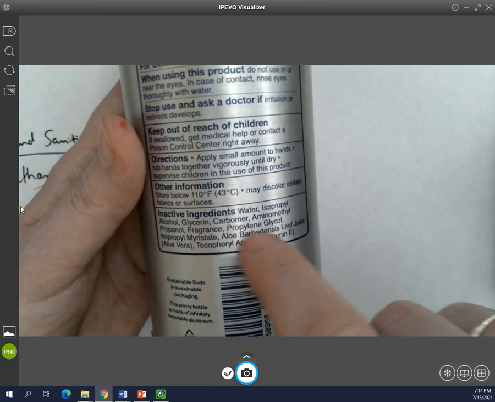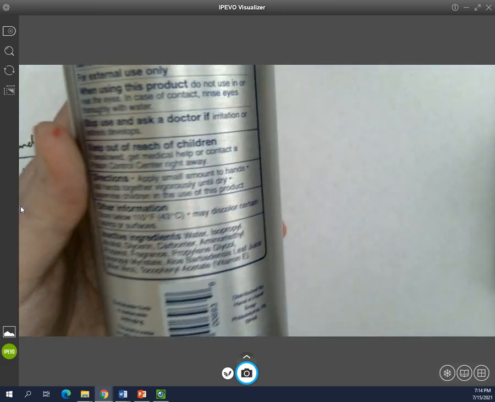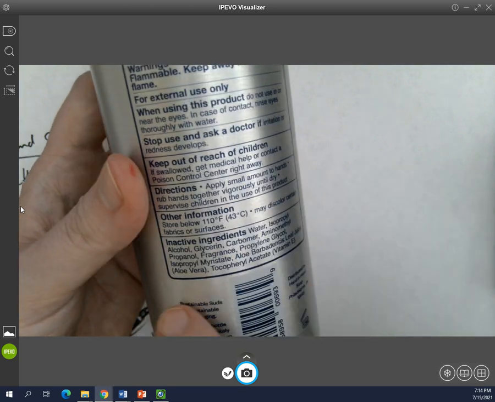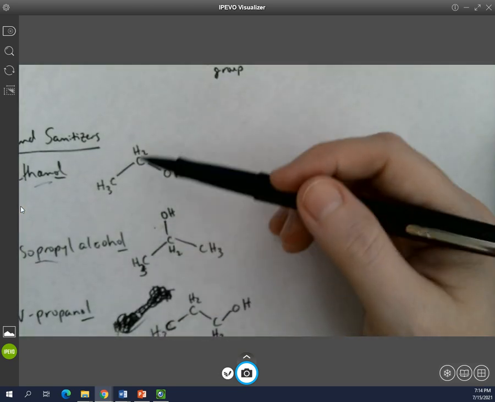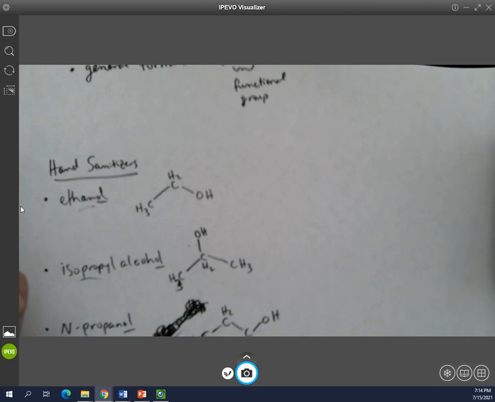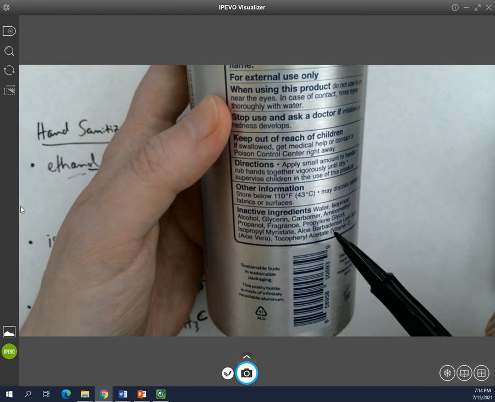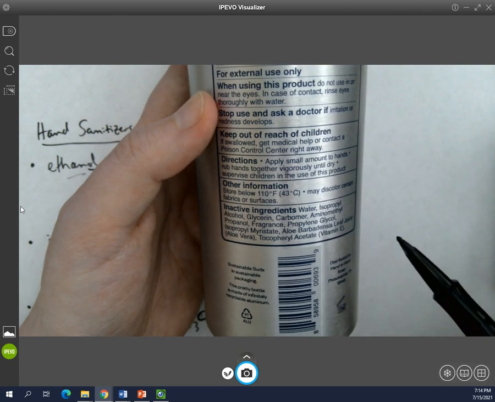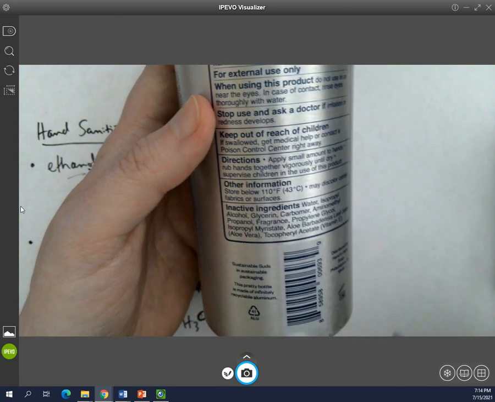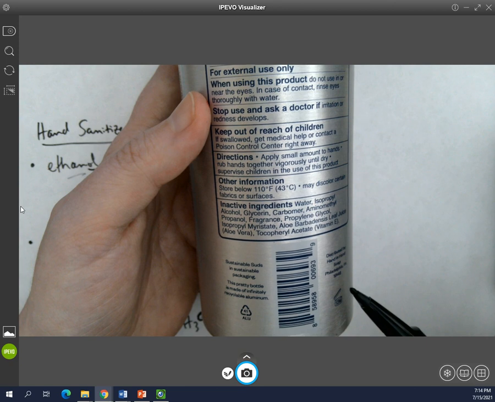Let's go down here to inactive ingredients. Water. Also it is going to have isopropyl alcohol. So it does have both of these types found in this hand sanitizer. Let's see. Aminomethylpropanol. Okay, so that's another type as well.